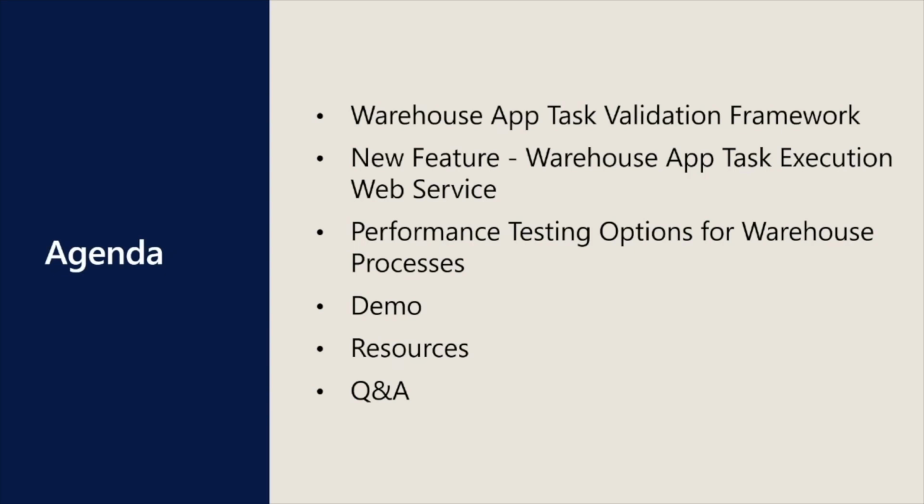Then we will talk about the new capability added to this framework, which is the Warehouse App Task Execution Web Service, and how this new web service helps eliminate some of the limitations we had with the framework. Then we will discuss different performance testing options for warehousing scenarios. We'll show you a demo of the Warehouse App Task Validation Framework, how to do unit testing and performance testing of specific warehouse processes within Dynamics 365 SCM, as well as how you can do performance testing using a third-party application. In the end, we will share some useful resources and also have some time for Q&A.